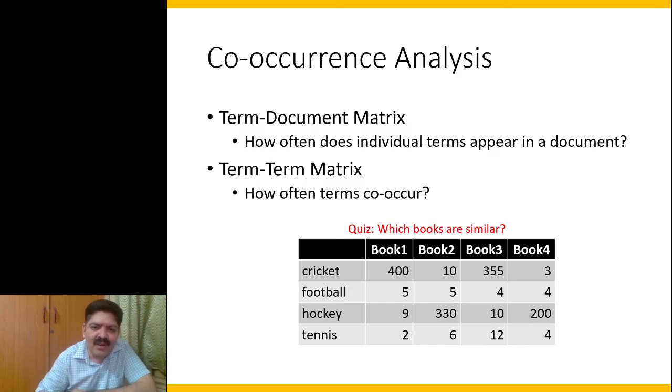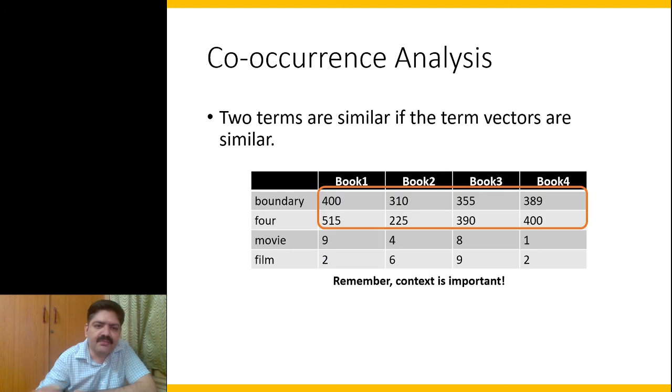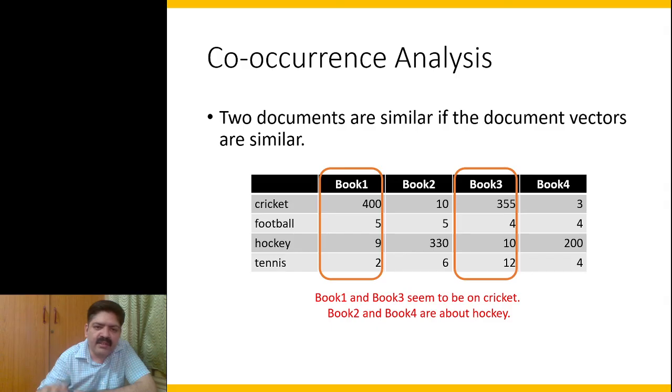Yes, you're right. Book 1 and book 3 look more or less similar because they have very similar distribution of the terms. So both of them seem to be talking about cricket, whereas book 2 and book 4 seem to be talking about hockey. So it's very likely that it's a hockey book. So we would like to now do some kind of co-occurrence analysis to pick words related to cricket, or pick synonyms from book 1 and book 3.